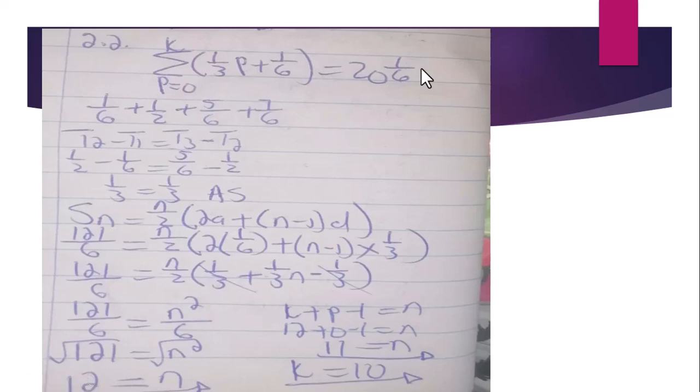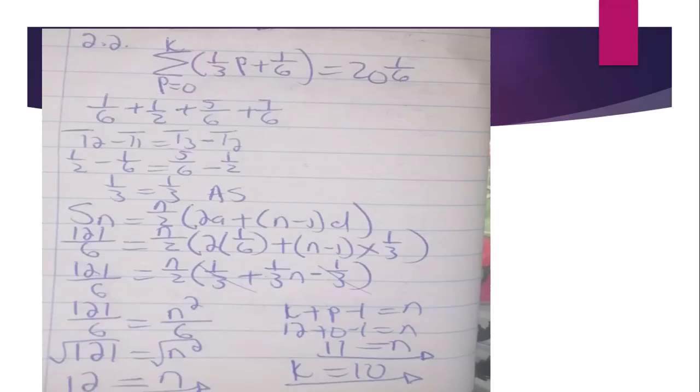The first thing I need to find out is what type of sigma this is. Is this an arithmetic series or a geometric series? So I go to the formula that defines this, which is 1/3 p plus 1/6. And then what I did there was to substitute first 0, and then it gave me 1 over 6, 1/2, 5/6, and so on. Now, first of all, I tried to check whether T2 minus T1 equals T3 minus T2. And that was correct. I found 1 over 3 equals 1 over 3. So this is an arithmetic series.